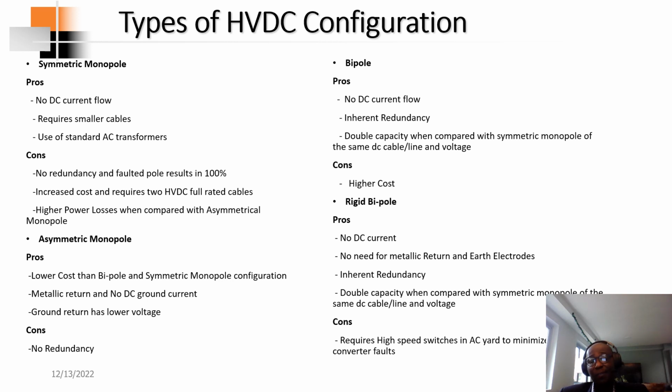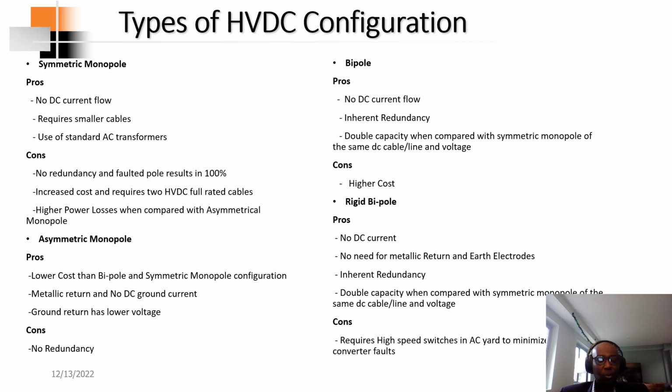That is, if you have a faulted pole, it results in 100% loss of the HVDC configuration. Also there's an increased cost compared to asymmetric monopole, because it requires 2 HVDC cables and poles that should be fully rated, and it also has higher power losses.